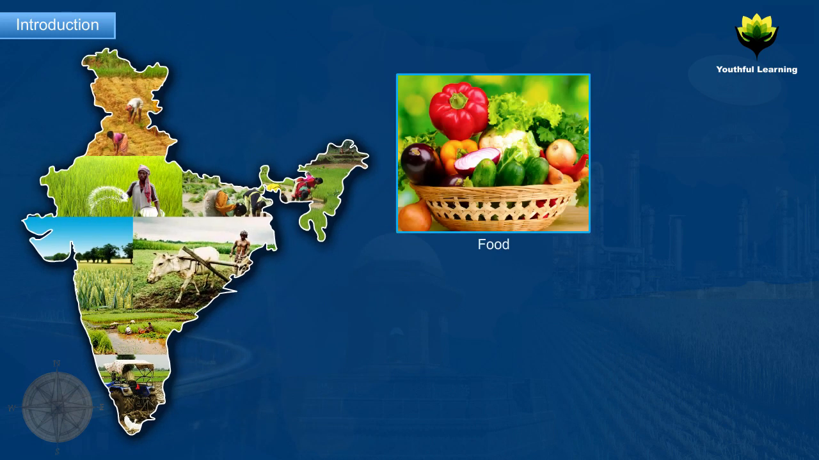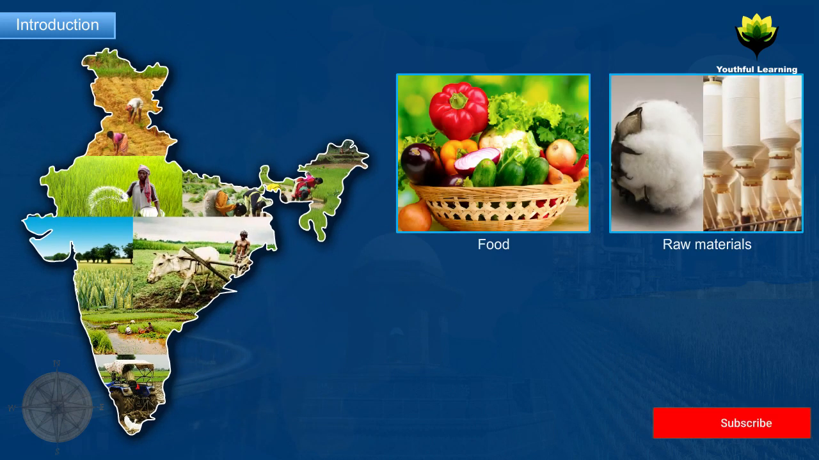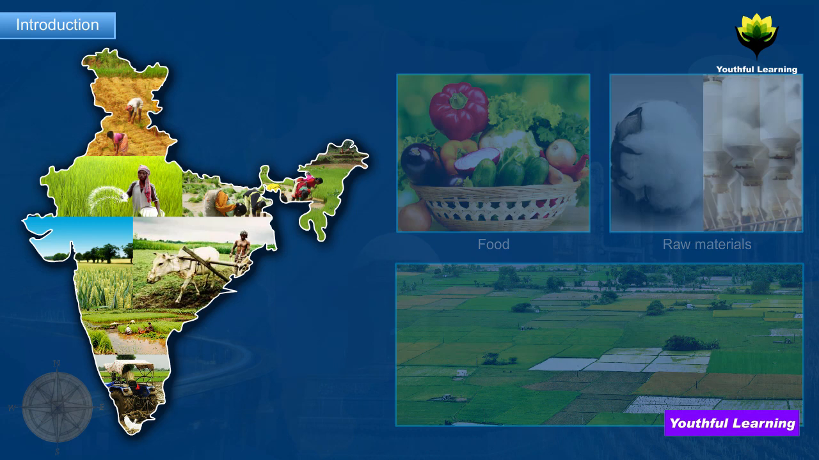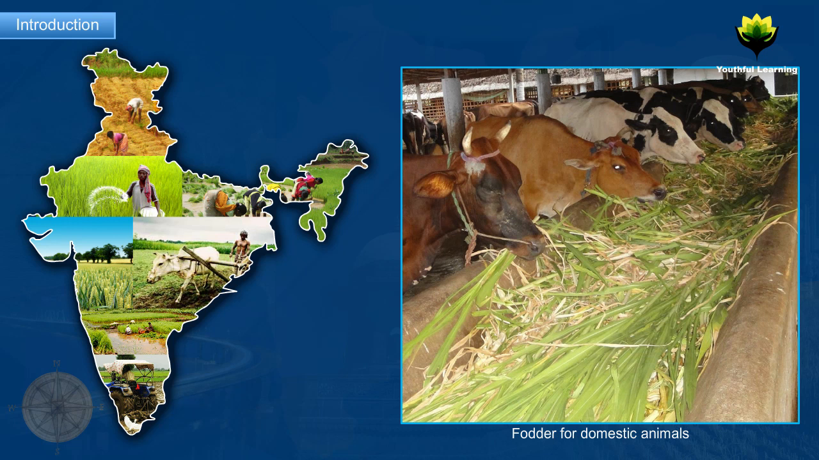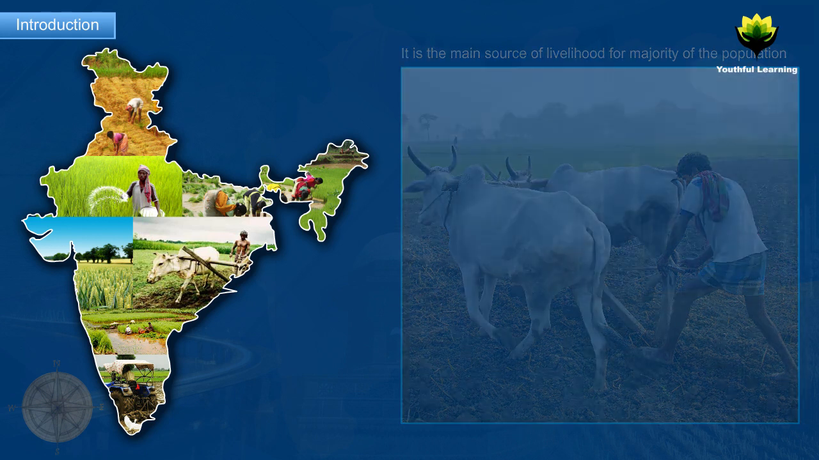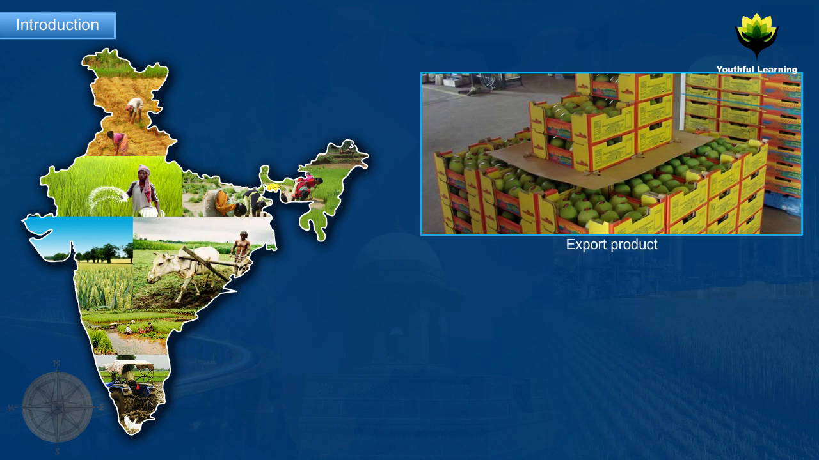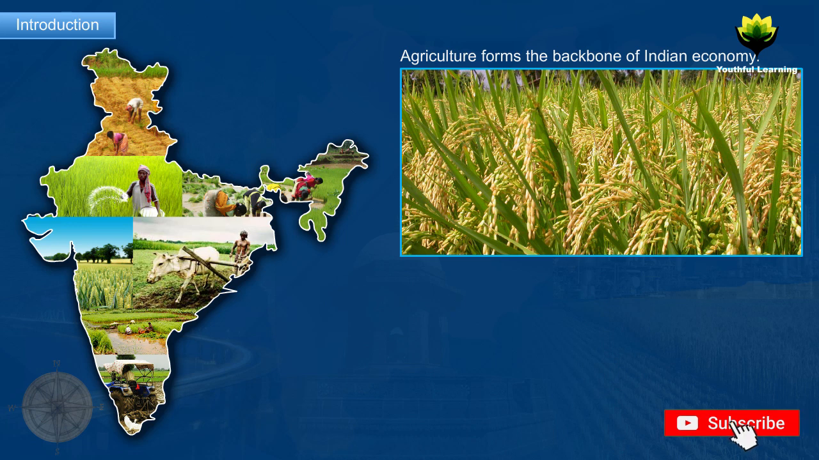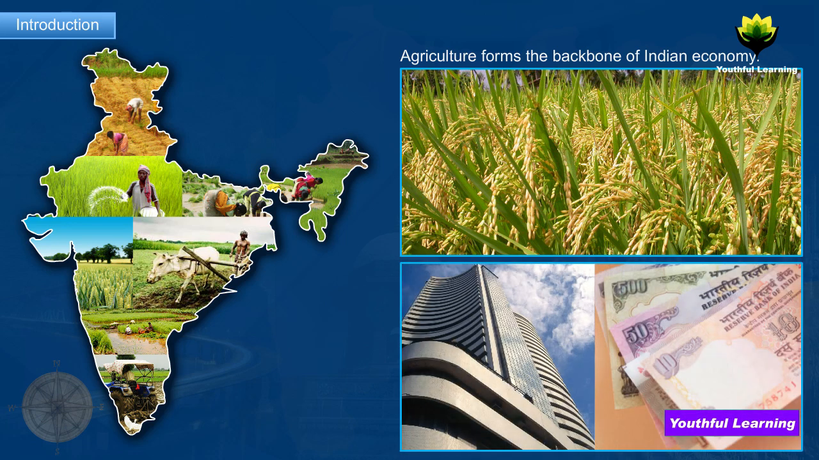We get food and a number of raw materials from agriculture. It also provides fodder for domestic animals. Further, it is the main source of livelihood for the majority of the population. Agricultural produce is exported to various countries, which helps earn foreign exchange. Thus, agriculture forms the backbone of the Indian economy.